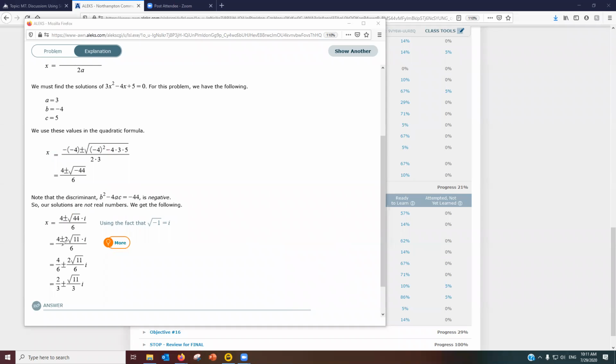So notice here on the top, they ended up with 4 plus or minus 2 times the square root of 11i all over 6. What Alex does here is break it up into 2 separate fractions. So when we have 4 plus or minus 2 square root of 11i over 6, you're allowed to break this up into 2 separate fractions. You take this part of the numerator, the 4, put it over the denominator 6, and then we take this second part and put that over the denominator as well.